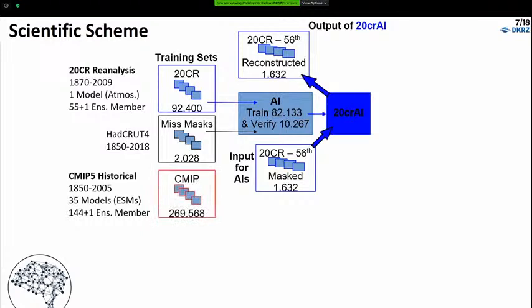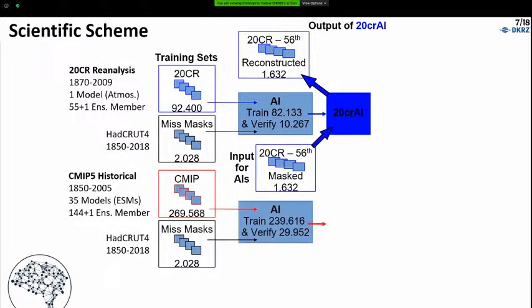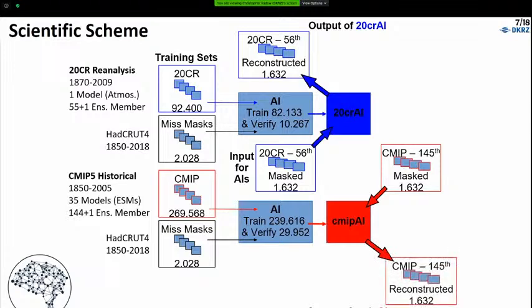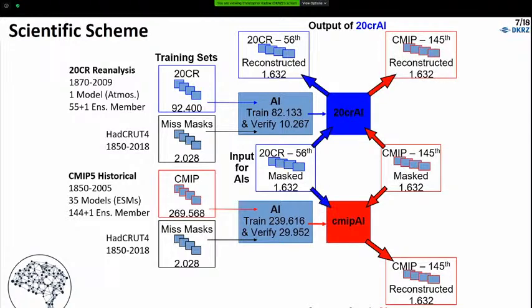This was nearly 270,000 months or images, and took again the missing value mask. Same thing here, doing the CMIP AI, have the masked one and reconstruct that one. This is already more far away. But what we could do now, and this was the cool thing here, we could reconstruct the CMIP one with the 20CR AI, and we could reconstruct the 20CR 56th ensemble member with the CMIP AI to have a cross-validation to make sure this is totally independent.